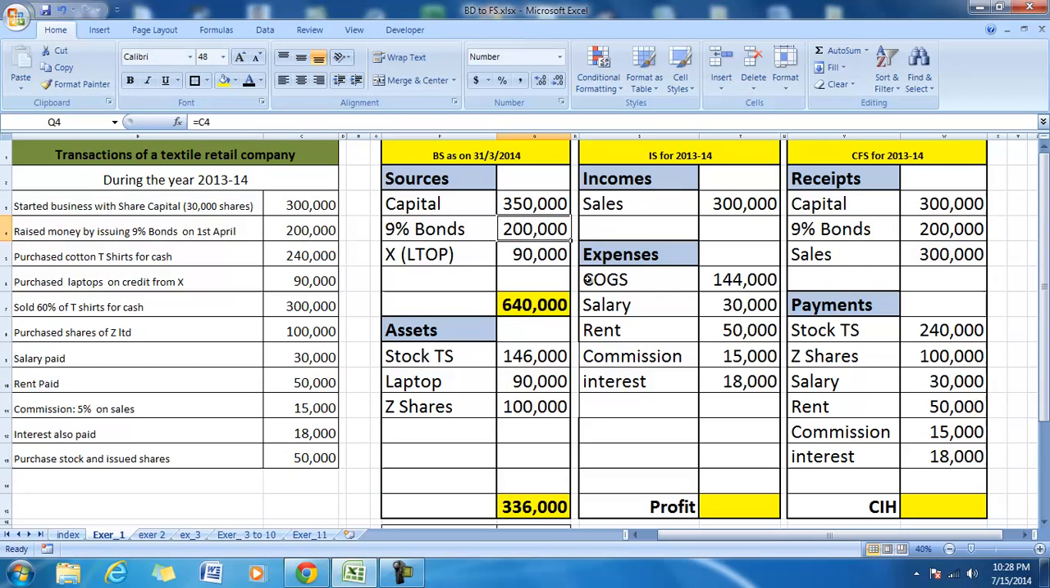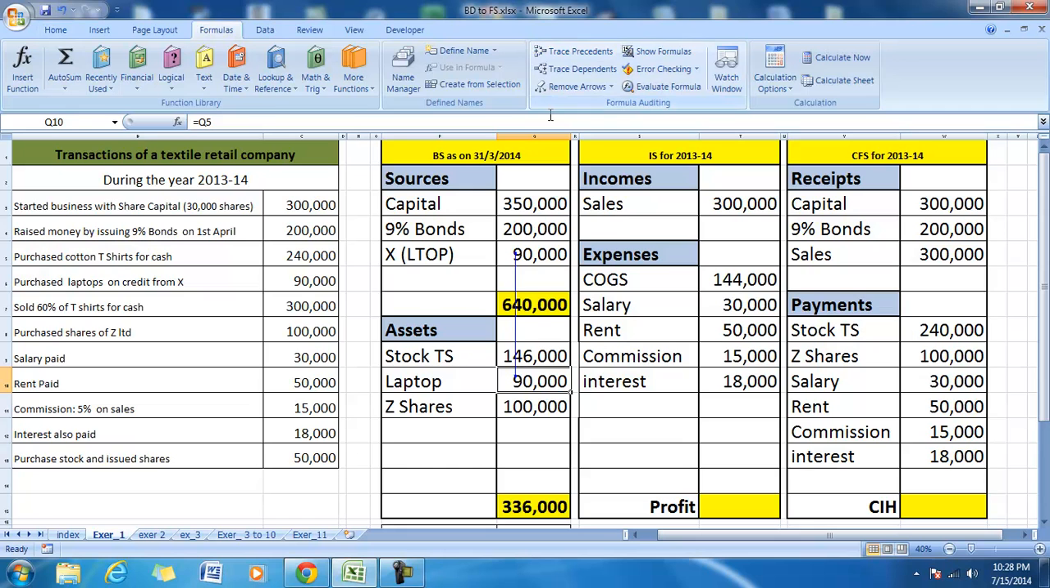So acquisition of asset like laptop has created a liability. Acquisition of shares has resulted in reduction in cash, but acquisition of stock has resulted in increase in the capital.